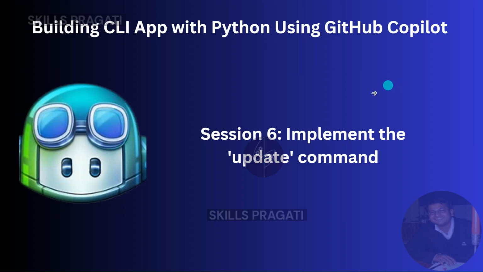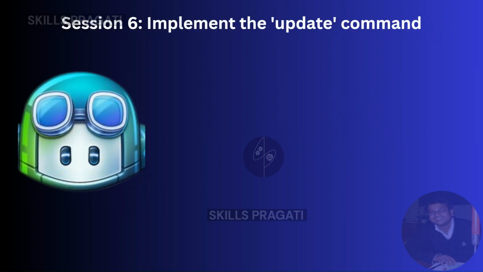So far we have seen how we have implemented add functionality, list functionality, and remove functionality CLI command in our pair programming learning journey. Now in this session we will implement the update command. The primary goal is to enable the functionality for updating tasks in the to-do list. Let's look into the implementation steps.